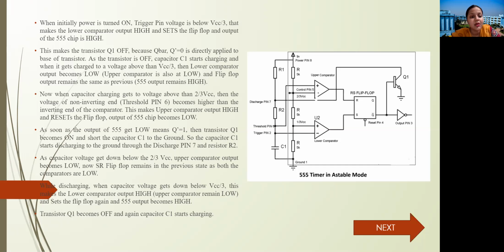Then transistor Q1 becomes on and shorts the capacitor C1 to ground. So the capacitor C1 starts discharging. As the capacitor voltage gets down below 2/3 VCC, the upper comparator output becomes low. Now the SR flip-flop remains in the previous state as both the comparators are low.